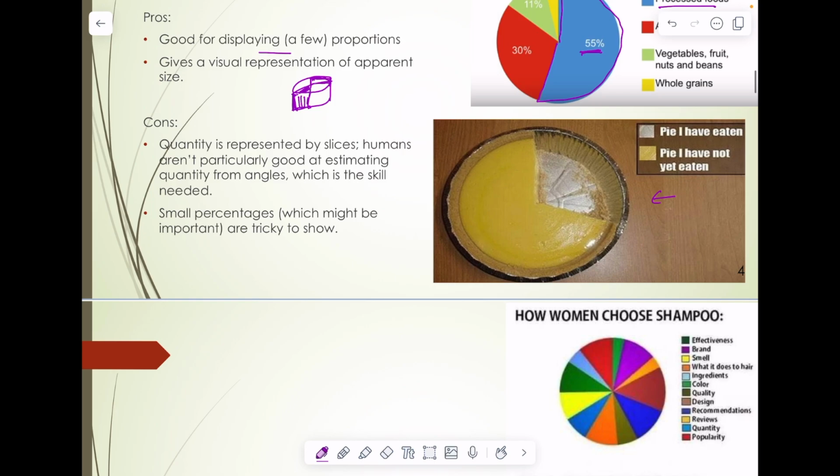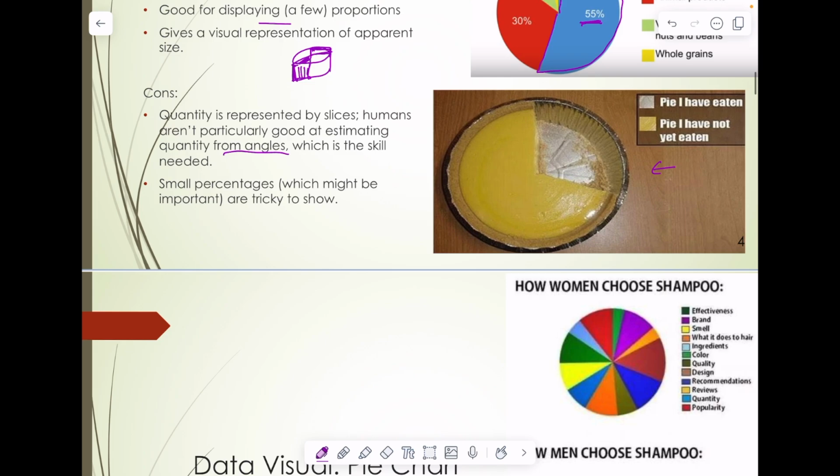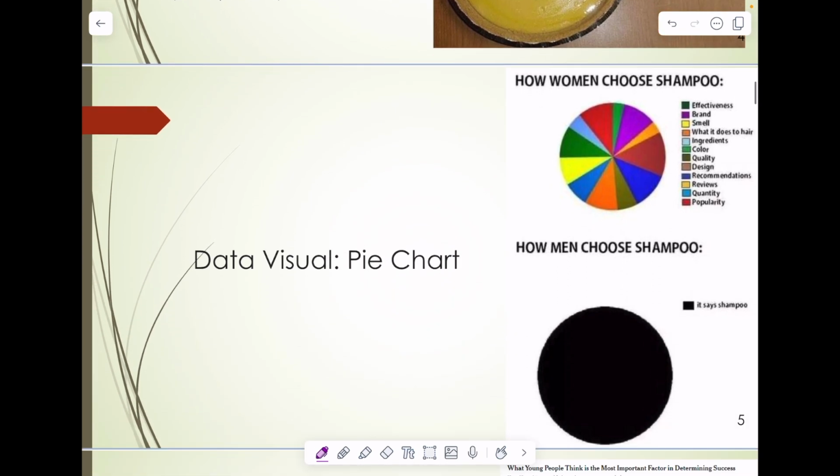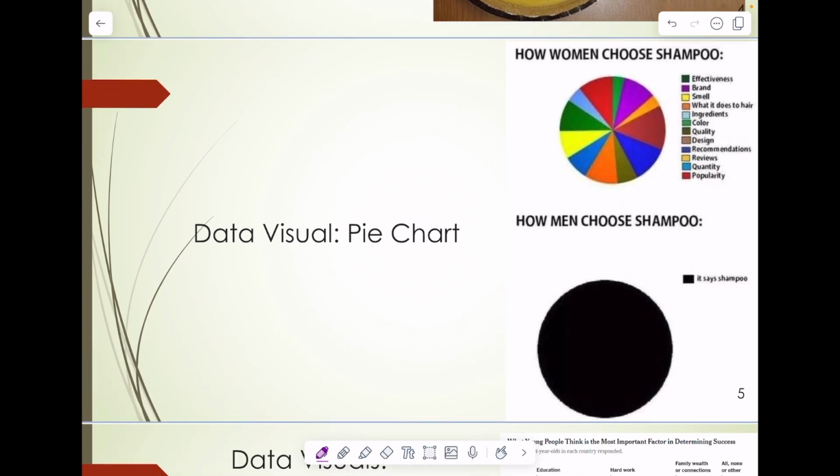So, cons. Quantity is represented by slices. Humans aren't particularly good at estimating quantity from angles, which is the skill that is needed here. And then also small percentages, which might be very important, are very tricky to show. Okay, another example of a pie chart.